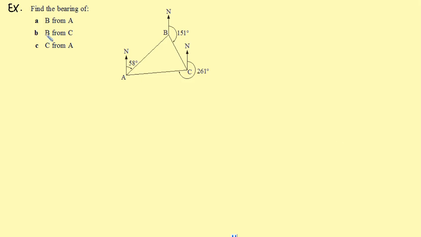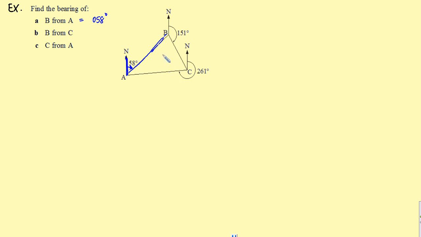Okay, so let's take a look at one question here, and let's find the bearing of B from A. A bearing of B from A means that I am starting at A and I am going towards B. Going towards B means going to the line that would take us to B. So here is our line taking us to B, and therefore the bearing of B from A would be equal to 58 degrees, or 058.